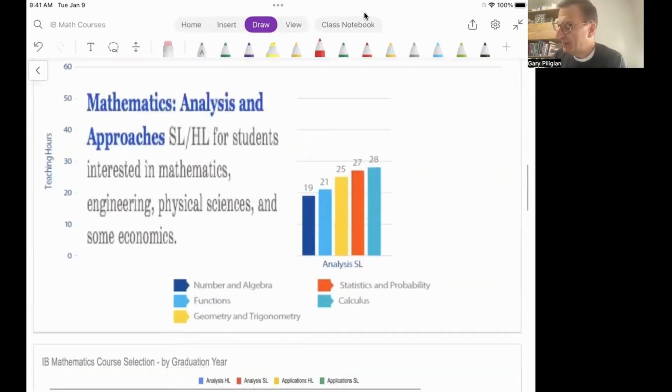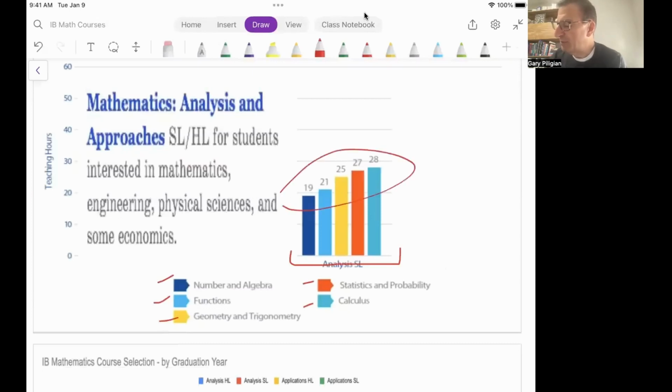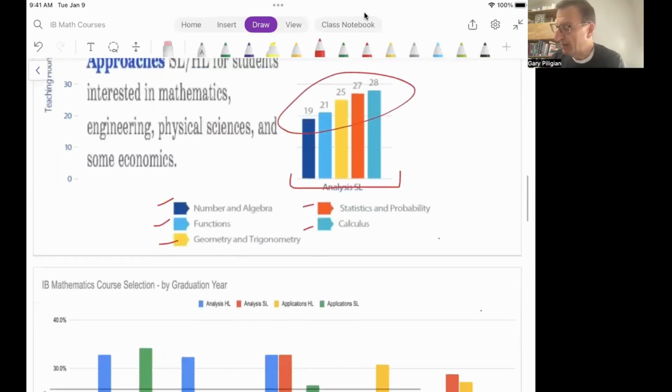Here is a breakdown of the recommended teaching hours by topic, by strand. There are 5 strands in the course, and you can see it's a pretty good mix of each of the 5 topics, with the heaviest emphasis on calculus and statistics and probability, but pretty evenly split. So this is a nice balanced course. This is what you should be taking out of that.